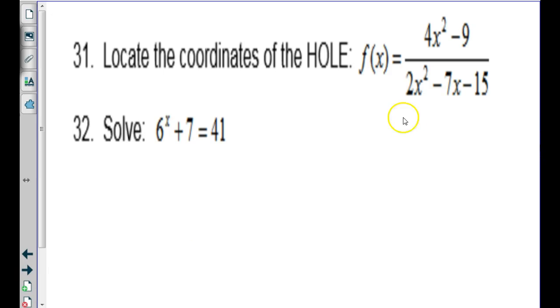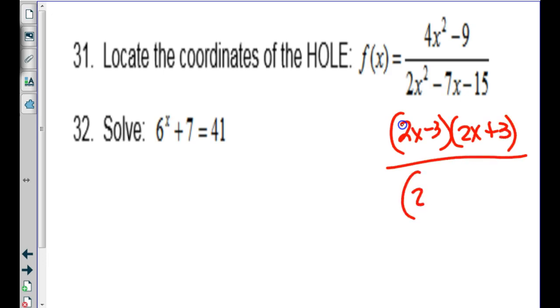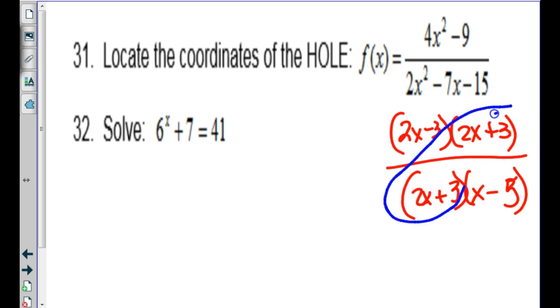Okay, how do you find a hole? We need to do this one because you weren't good at this. After you factor 5 and 3, negative 10 plus... okay, I factored it very quickly. This is the common factor, right? So what is the x value of our hole? Negative 3/2. But how do we find the y value?